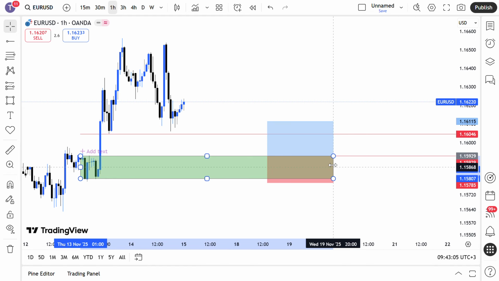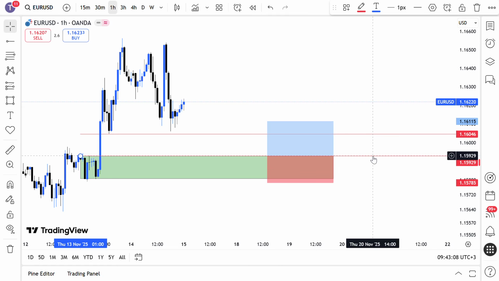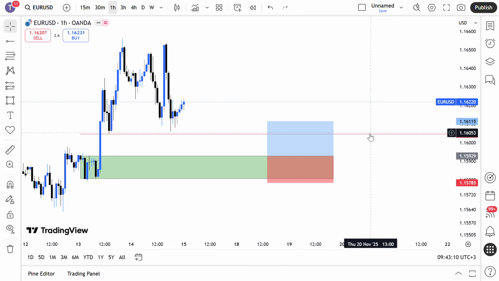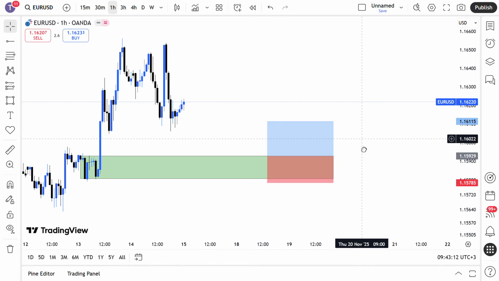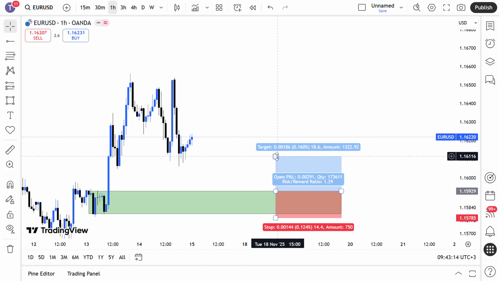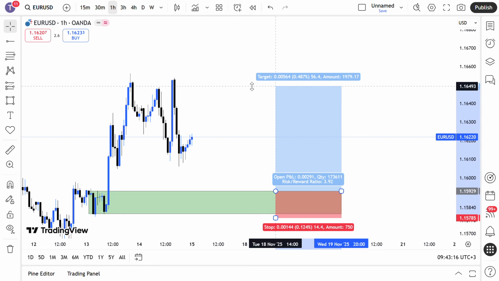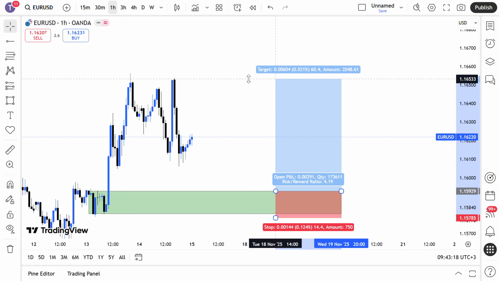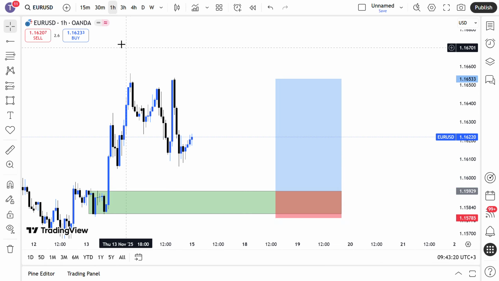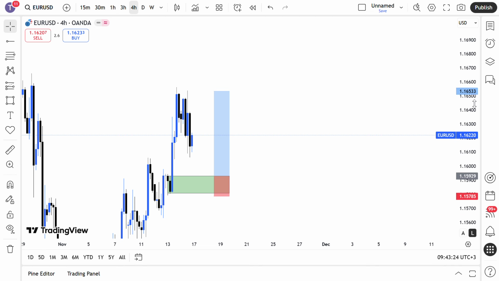So let me adjust this and then clear the chart to be very clear. I want to delete that so that the chart can be very, very clear. So my first take profit obviously will be at that high because we are making higher highs and higher lows to the upside on Euro USD.